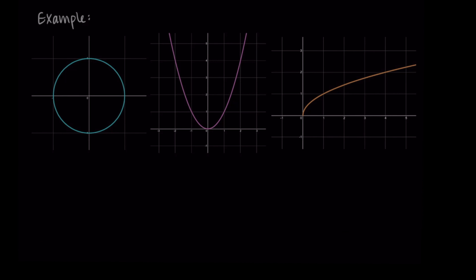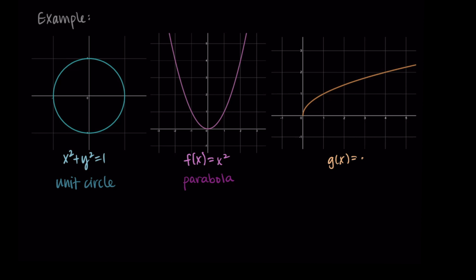So here are three graphs, and we'll practice the vertical line test with these. The first graph is x squared plus y squared equals 1. This is the unit circle, called this because it has a radius of 1, and unit is a word that often means 1 in math, so this is our circle with radius 1 centered at the origin. Then next we have f of x equals x squared. This is a parabola. And then we have g of x equals square root of x, and this is a square root function.